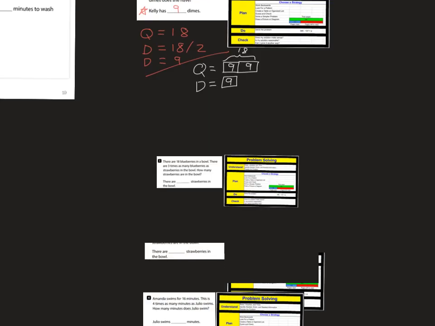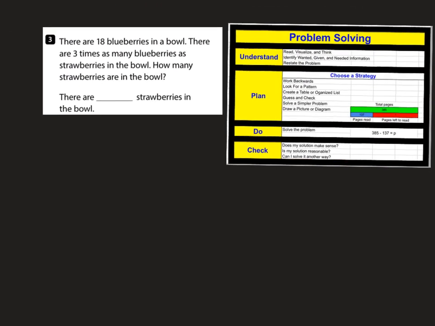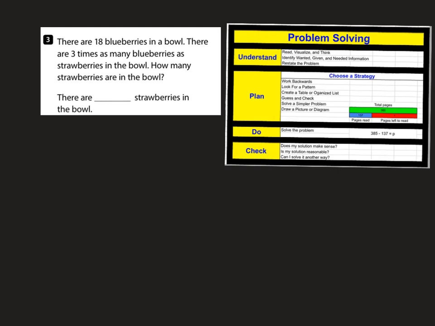All right, guys, let's cruise on to number 3. There are 18 blueberries in a bowl. There are 3 times as many blueberries as strawberries. So there's 3 times more blueberries. It tells us in the problem that there's 18 blueberries, and that is 3 times more than our strawberries.